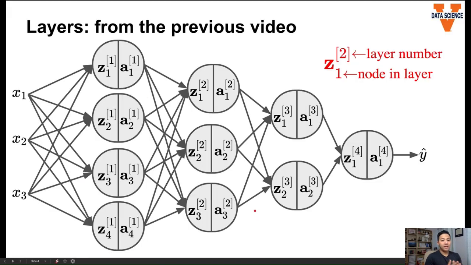Now, as far as the data and layers, we talked about this in the last video, so we're not going to repeat it too much here. Keep in mind that the number of layers can be different depending on the application that you have. And for the graphical representation of it, keep in mind that the superscript is the layer number, and the lower subscript is the node in the layer. And the Z is the corresponding value after the linear transformation, and the A is after the nonlinear activation function.